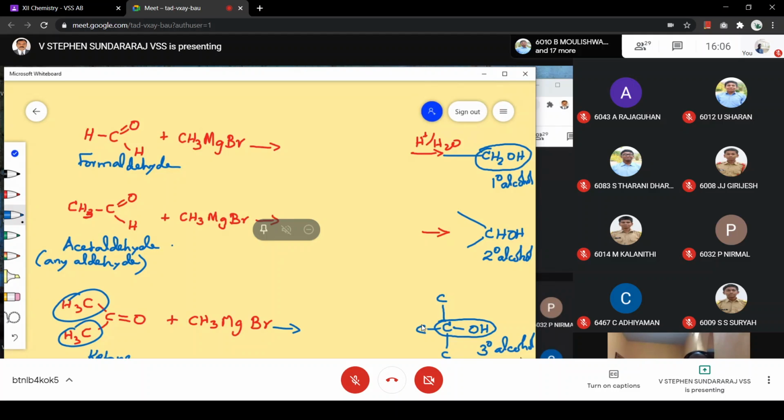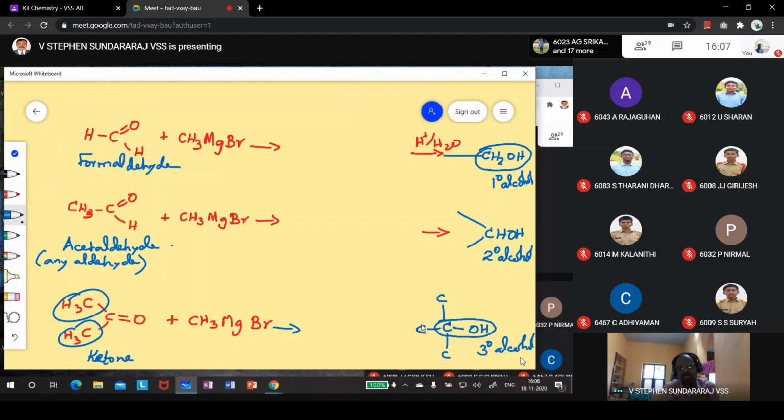They will always ask: convert A into B, convert X into Y. How will you prepare A from B? How will you prepare C from B? They'll ask conversions, not in one step; it may be two steps, three steps. For that you have to develop this idea. So remember this.